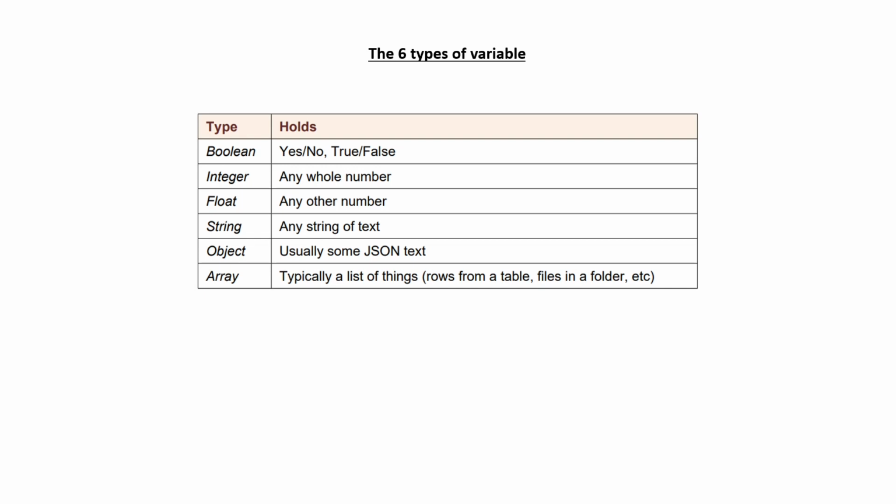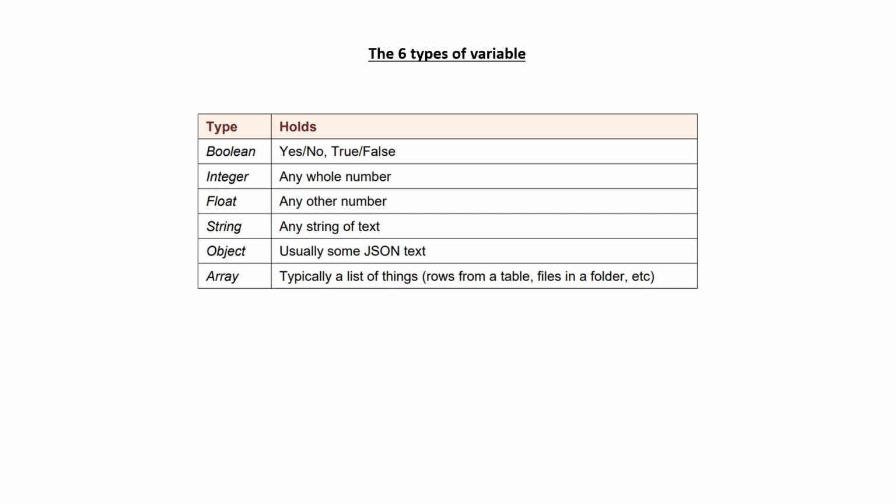Floating point variables hold any other number apart from integers. We won't be needing them. String variables, we'll use those to hold the file paths. That's just any bits of text. I'm not going to bother with object variables for the moment. We'll come to that in a later tutorial in this series.